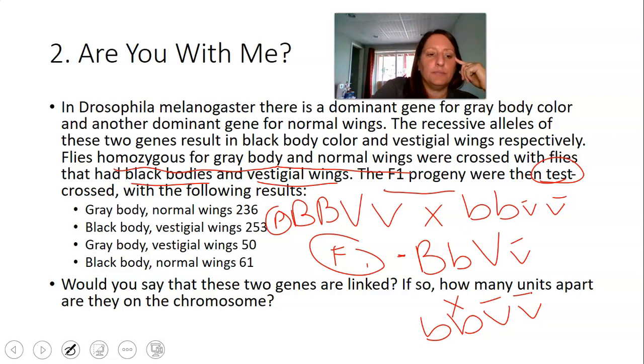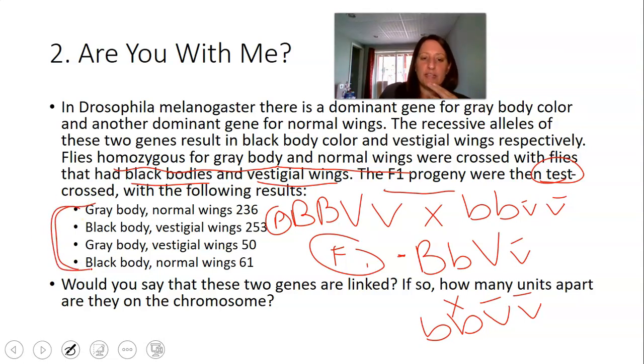Here are the results. What would you predict if this followed normal Mendelian rules, and if these genes sorted independently of each other, if these genes weren't linked? Hopefully you would look at that and say, I've got a heterozygote and a homozygous recessive, so that's going to be the 1:1:1:1 ratio: a quarter of each phenotype. Well, we don't get that. Instead, we get these numbers here.